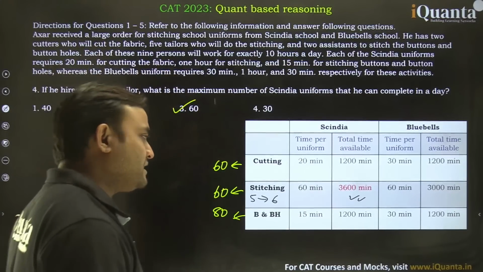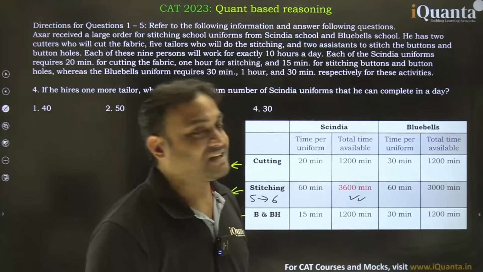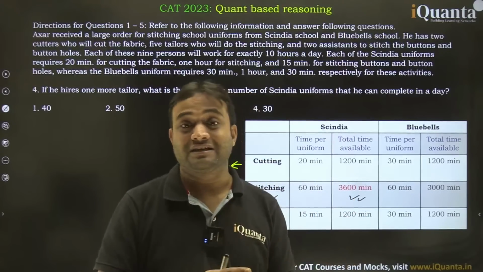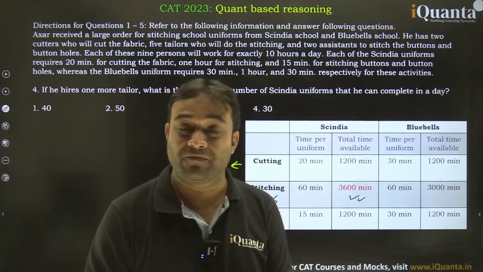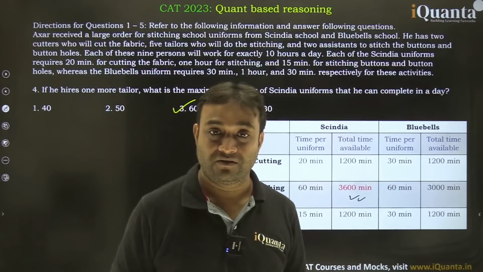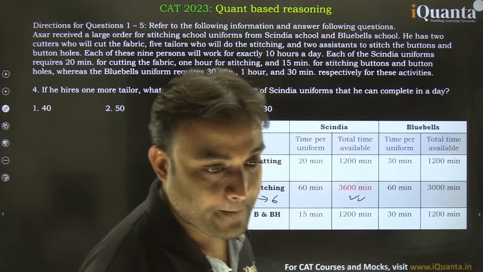Probably it's not given in the question that all of them are working together. Okay, it's possible that the timings for these cutters are different and the timings for tailors are different and the timings of these assistants are different. Okay, it's possible. So it's not given anything in the question. Okay.